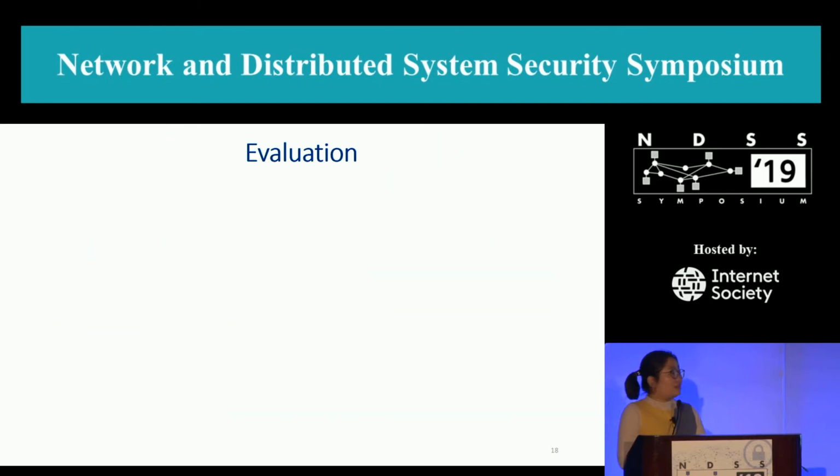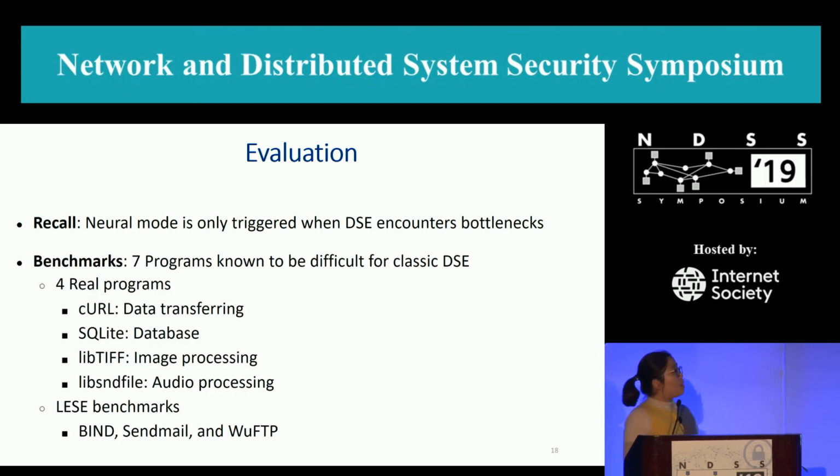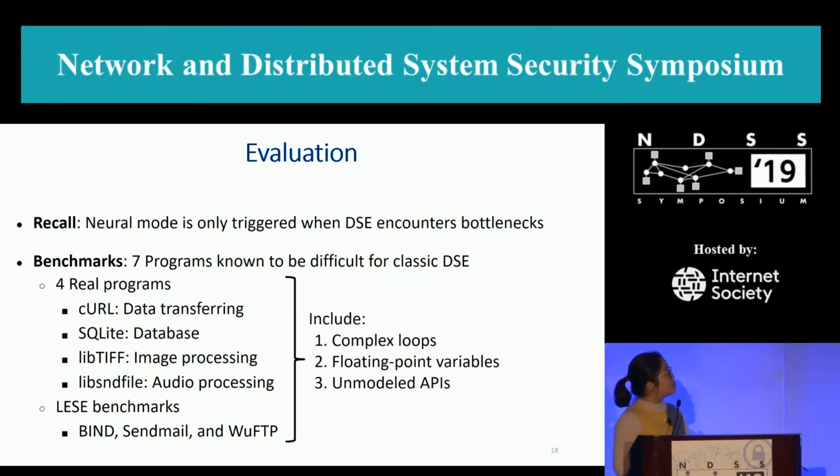Now, let's look at how our NeuEx works. Recall that neural mode is only triggered when DSE encounters bottlenecks. That means if DSE does not encounter any bottleneck, our NeuEx will work exactly as DSE mode. So to evaluate the performance of our NeuEx on handling these limitations of DSE, we evaluate our approach on 7 programs which are known to be difficult for classic DSE. These programs include complex loops, floating point variables, and unmodeled APIs.